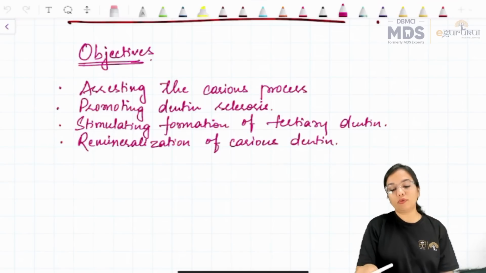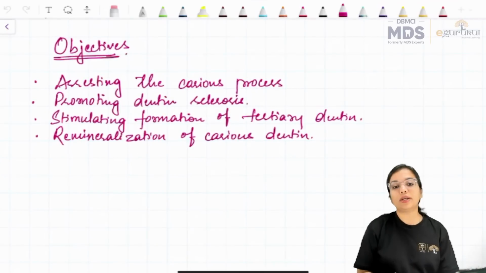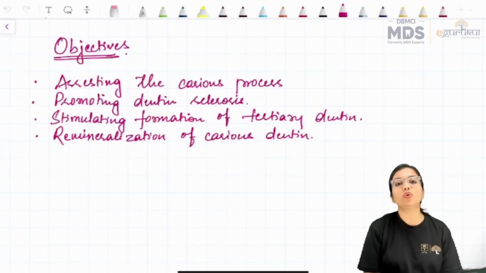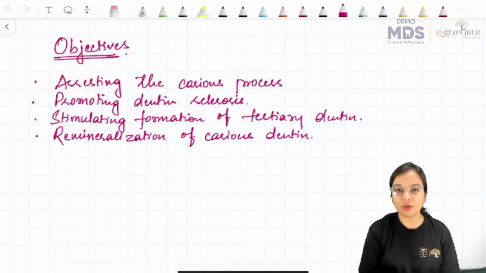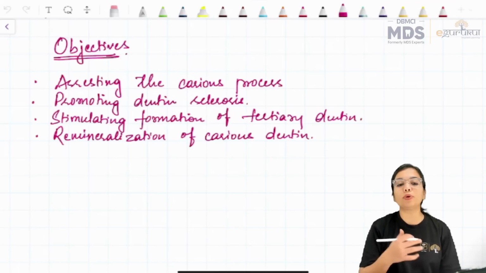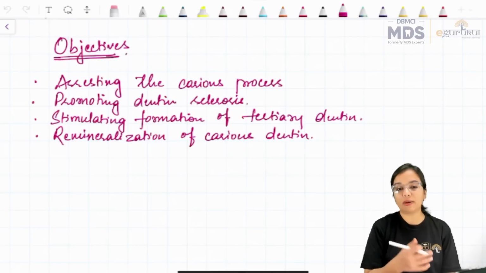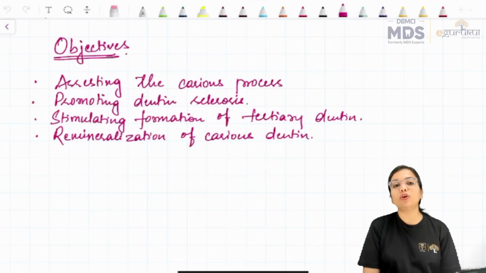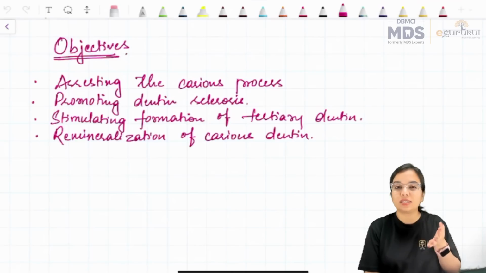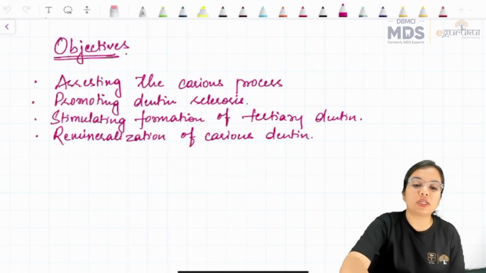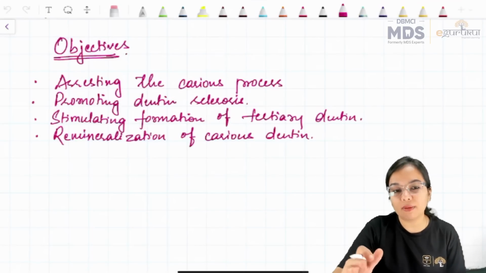So by doing IPC, we want to arrest the carious process, we want to arrest the active microbial activity going on in the caries, we want to promote dentine sclerosis, that means hardening of the dentine, we want to stimulate the formation of tertiary dentine, which we just read about, and then we want to remineralize the carious dentine. So these are the objectives of indirect pulp capping.